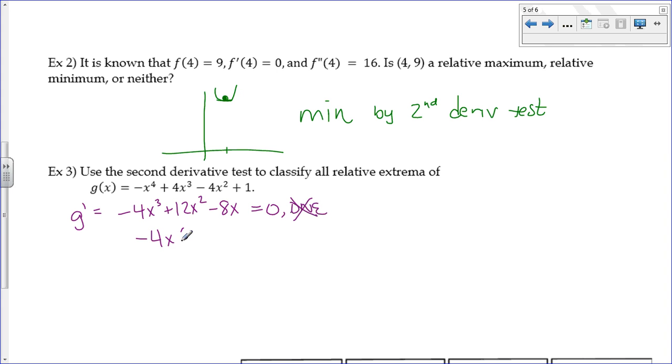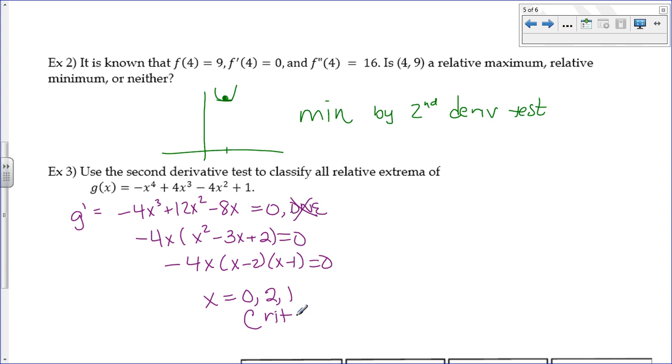So I'm going to pull out a negative 4x. I'm going to be left with x squared minus 3x plus 2. And I'm going to factor: x minus 2, x minus 1. X equals 0, 2, and 1. These are all critical points. Now, if we were going to do this the long way and classify the relative extrema, I would have to go from negative infinity to 0, 0 to 1, 1 to 2, 2 to infinity, test them all, figure out when it's up or down. There's a lot to do.